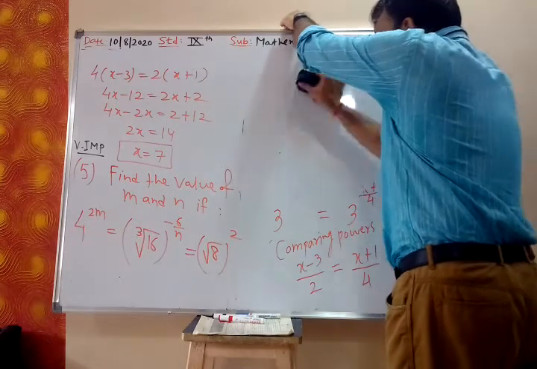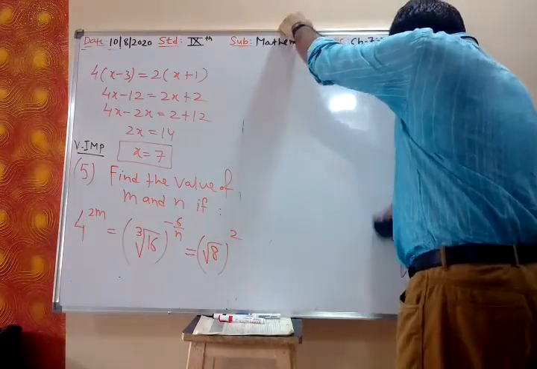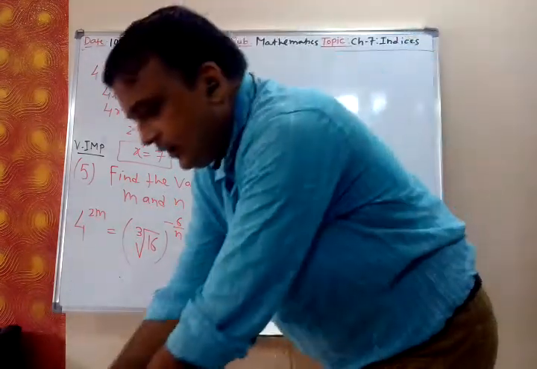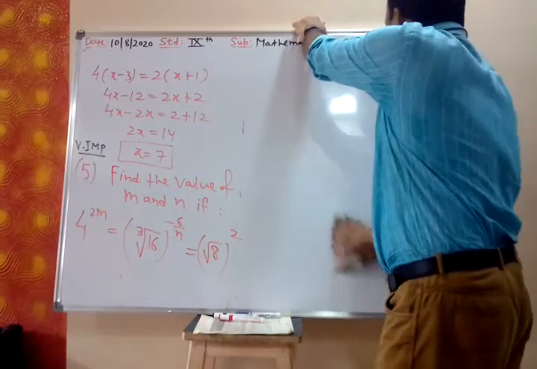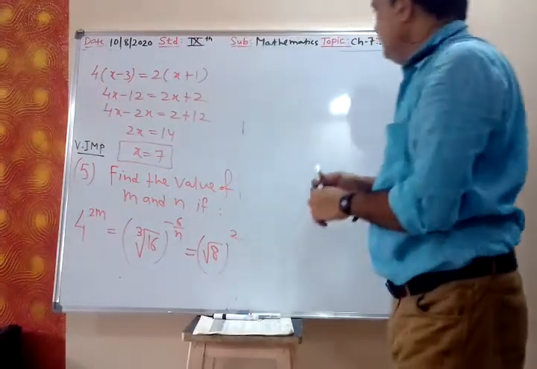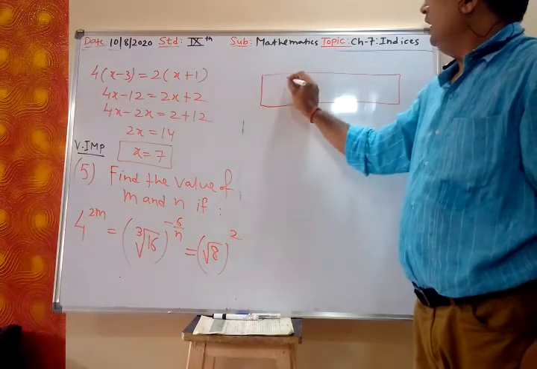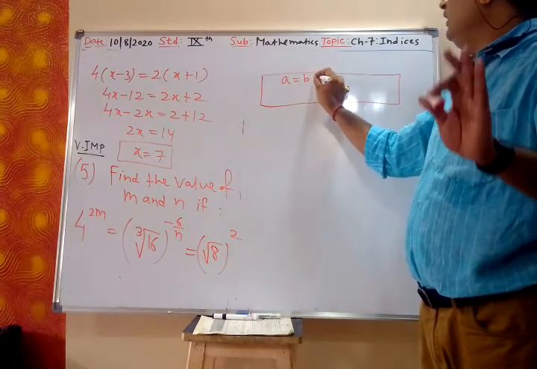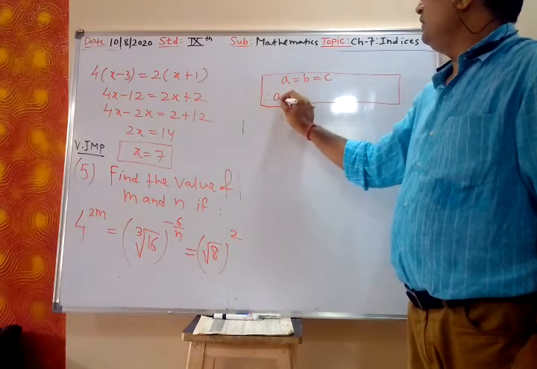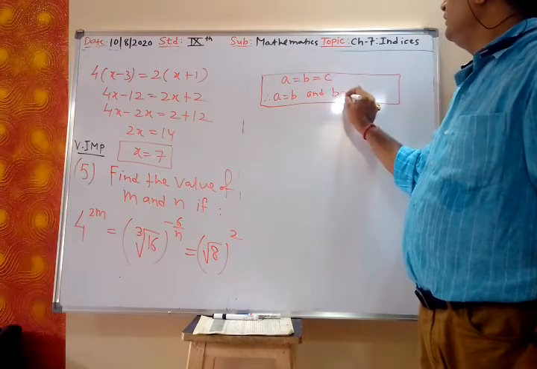Yes, cube root of 8 you can directly write 2, but it is cube root of 16. So first you apply the logic. Now which logic we are going to apply? This logic we are going to apply. Wait. A is equal to B is equal to C. That gives you A is equal to B and B is equal to C.